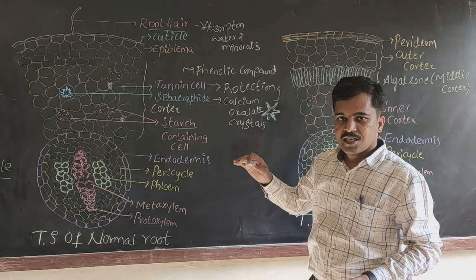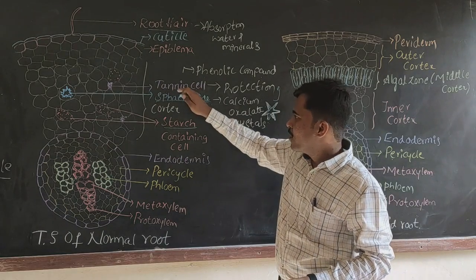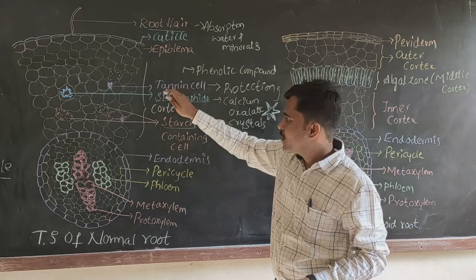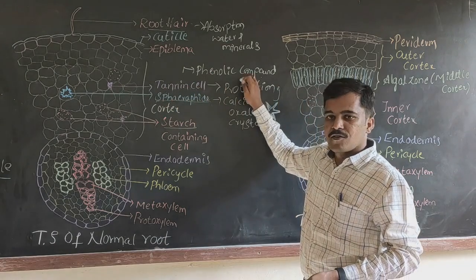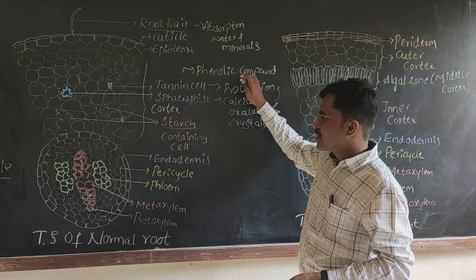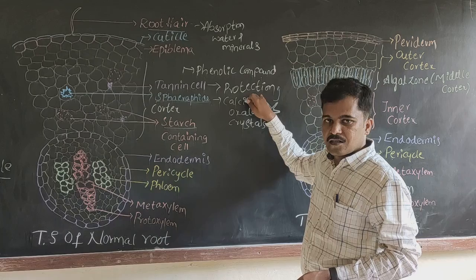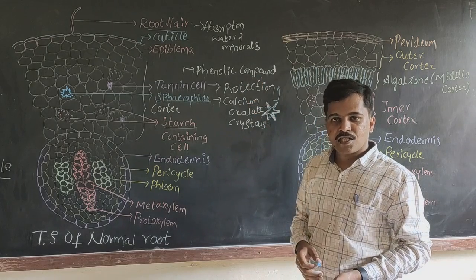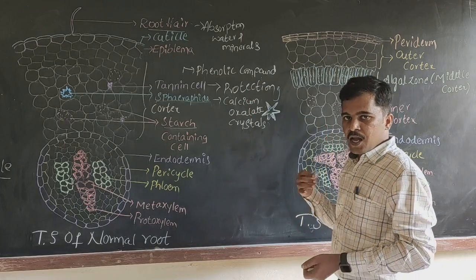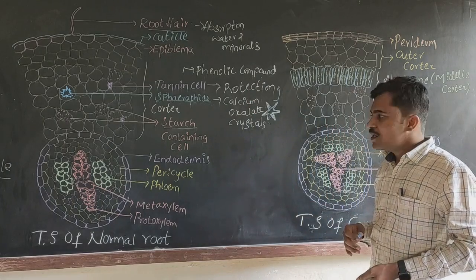cells in the cortex show deposition of tannin. So they are commonly known as tannin cells. These tannins are nothing but phenolic compounds. These help in protection, and these phenolic compounds mainly help in providing resistance against pathogens like bacteria and fungi.